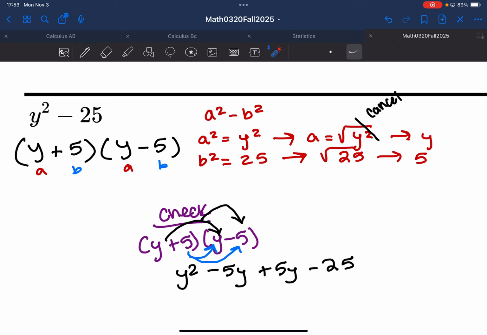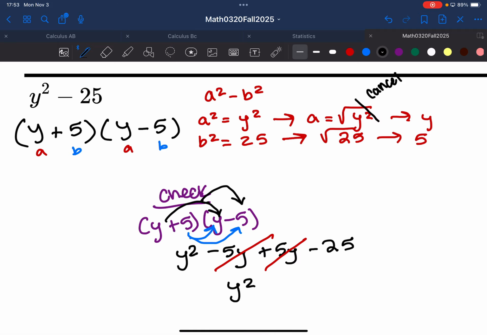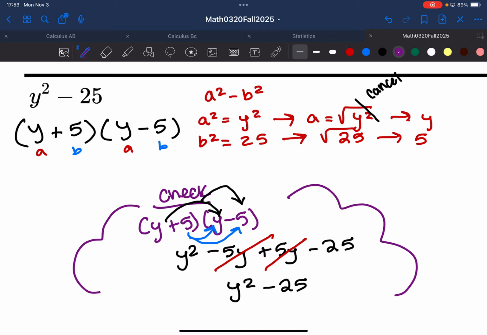What's going to happen to these two middle terms? They cancel out, because if we take negative 5 plus 5, that's 0. It cancels. So these are gone, which means I'm left with my original equation, y squared minus 25. Remember, this step that I'm doing here is just me checking my work. This is not part of the problem. My answer is what I got up here, the y plus 5 times y minus 5.